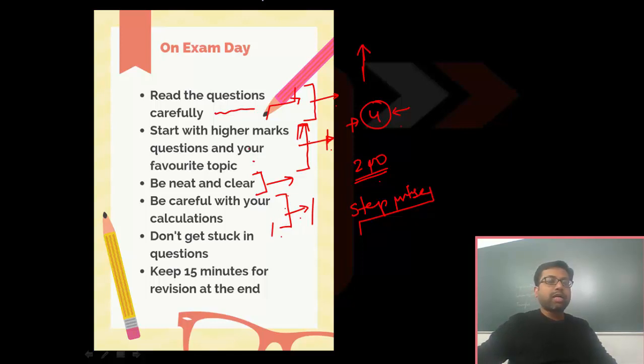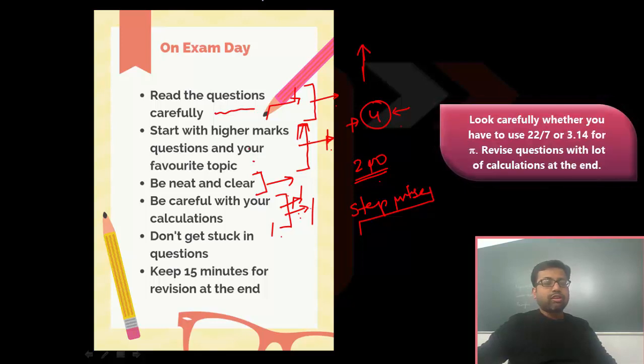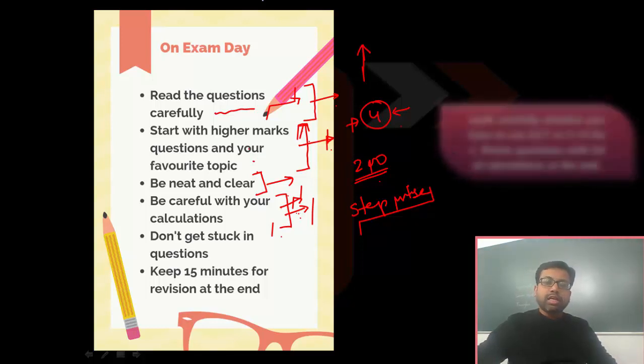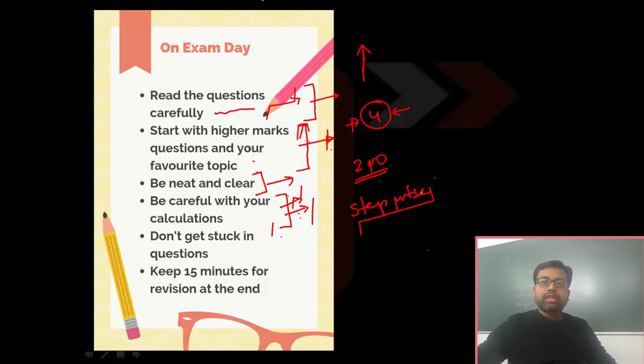If you have applied the right formula and the right method, I think it will be really a sin to make a calculation mistake and lose out on marks. So be careful with that, and I hope you do revise at the end of the paper. That's why I said in a 3-hour paper, make sure that your paper gets finished in 2 hours and 45 minutes, and the last 15 minutes are reserved for revising.